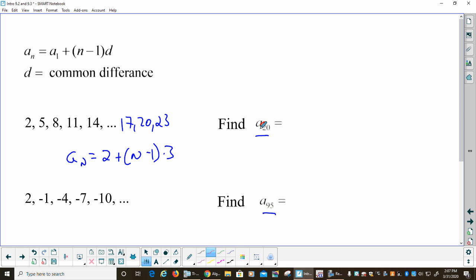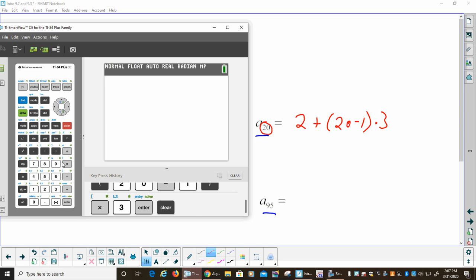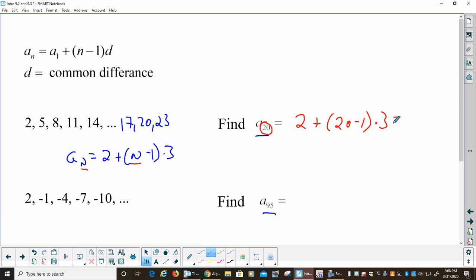That is n. That's your n, and that's your n. So A sub 20 is 2 plus 20 minus 1 times 3. And you would just grab your calculator and type it in as you see it. So you'd go 2 plus parenthesis. I know you guys can do 20 minus 1 in your head. I'm just being thorough and just writing it as you see it. Times 3. Your answer is 59. There you go. That's all there is to it.